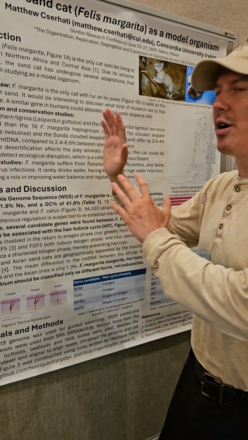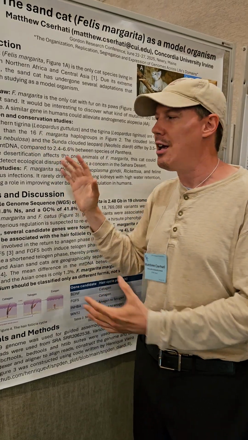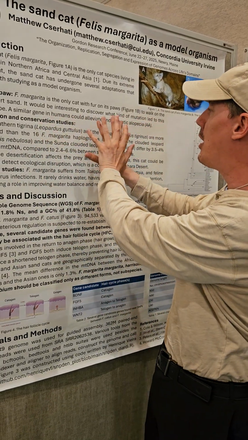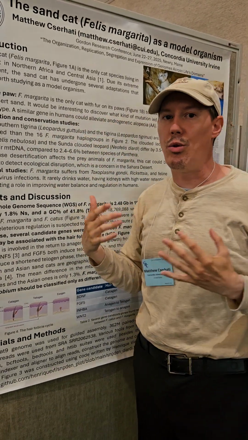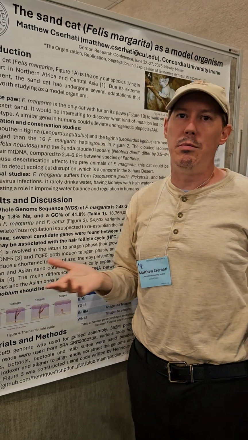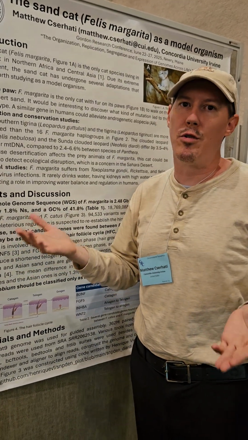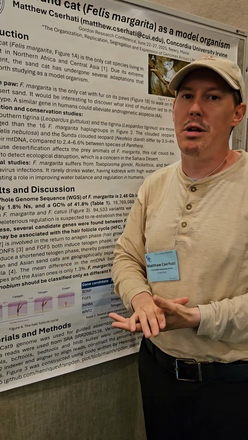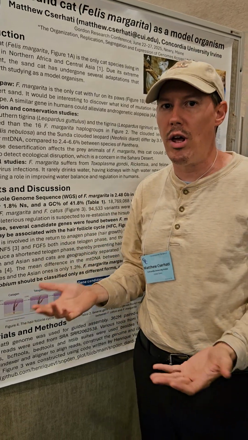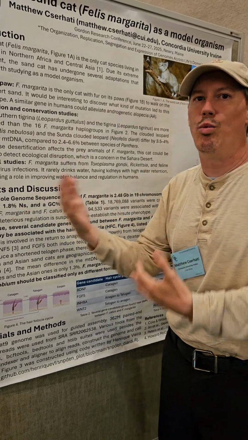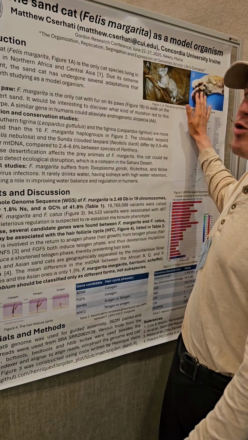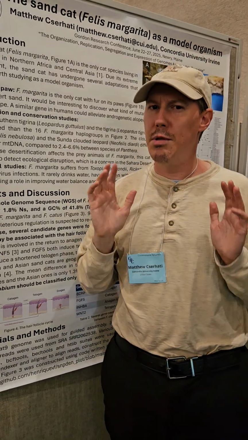So we can use the regular cat and also the sandcat, maybe do an overlay of the protein structures, and see what kind of differences there are. Maybe there might not be differences in the protein sequences, maybe there are differences in the protein sequences, and see what is responsible for the furry paw phenotype. That would be one big result.